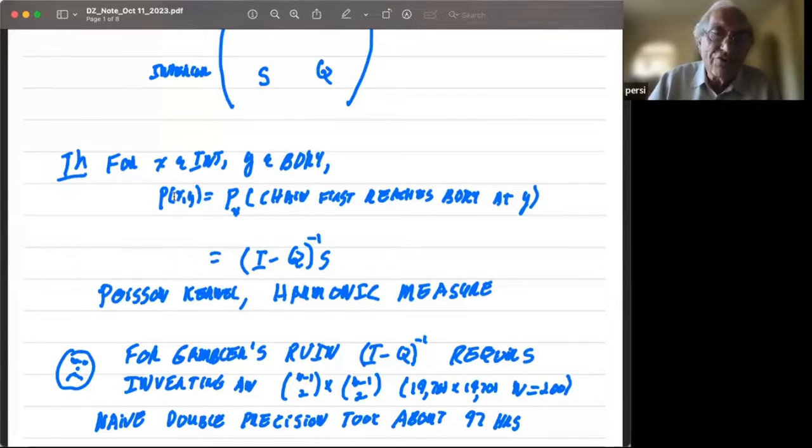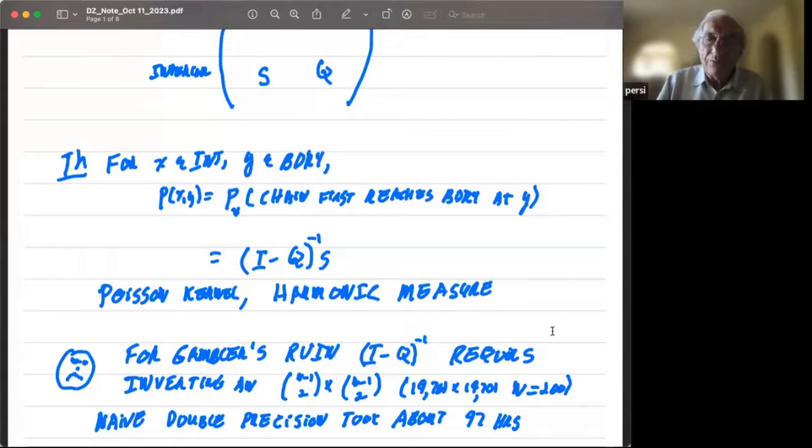This matrix, this P of XY, has various names. It's called the Poisson kernel in analysis. It's called harmonic measure in analysis. And it means the chance that starting from inside, you hit the boundary at Y.